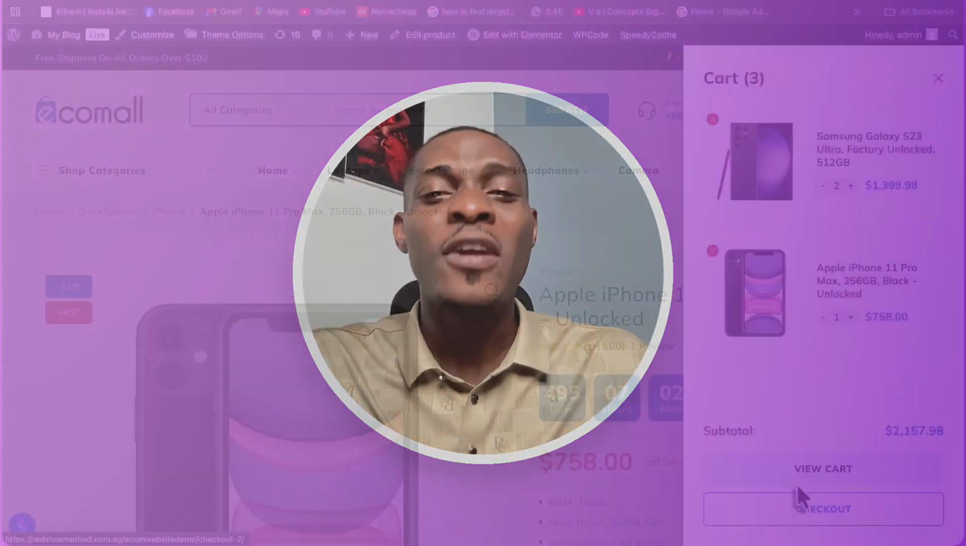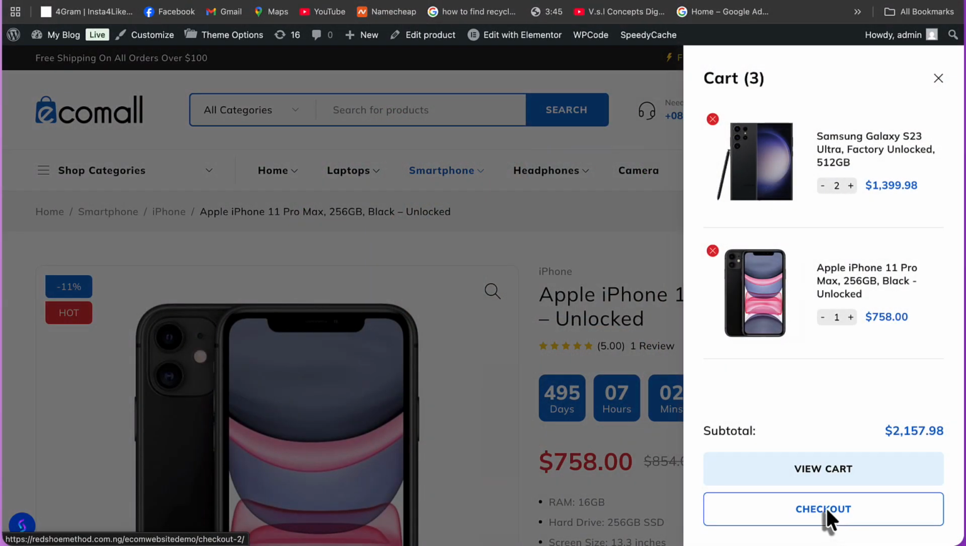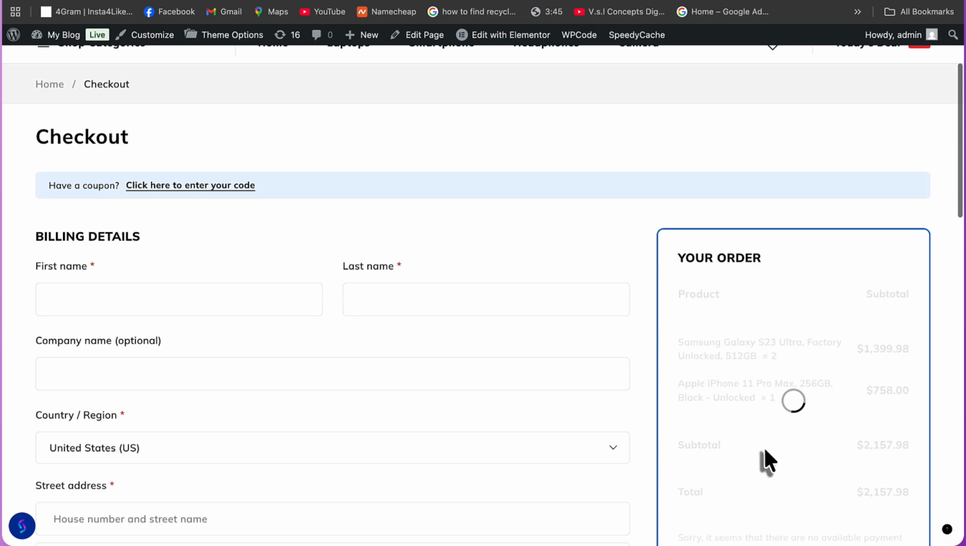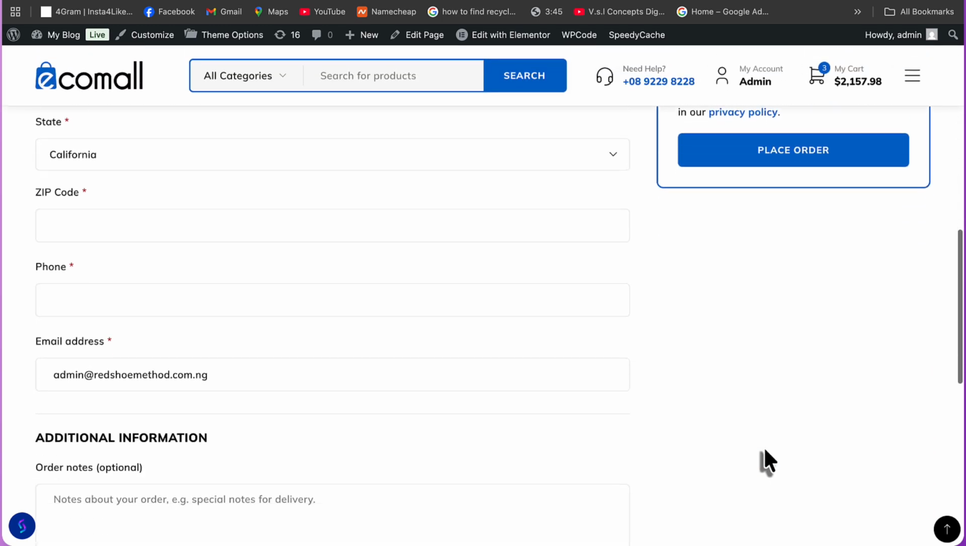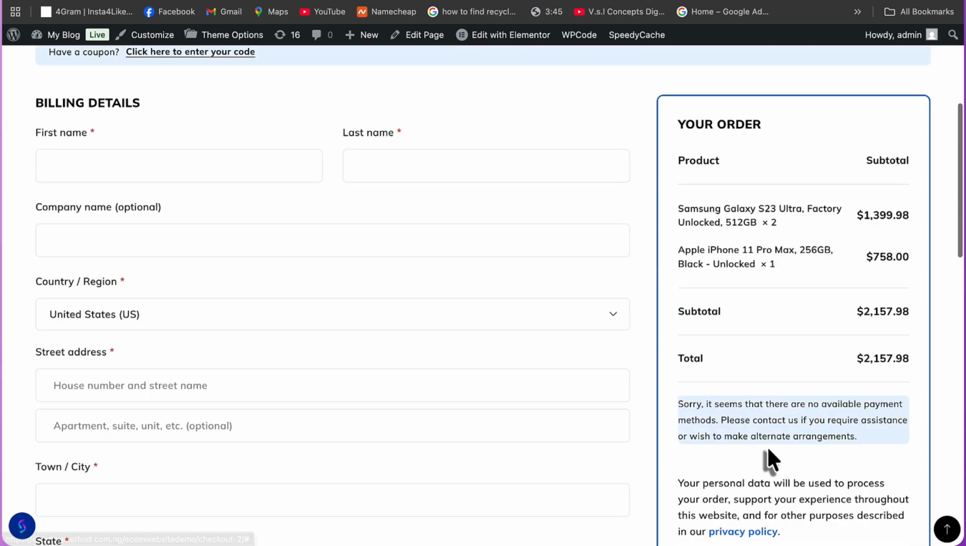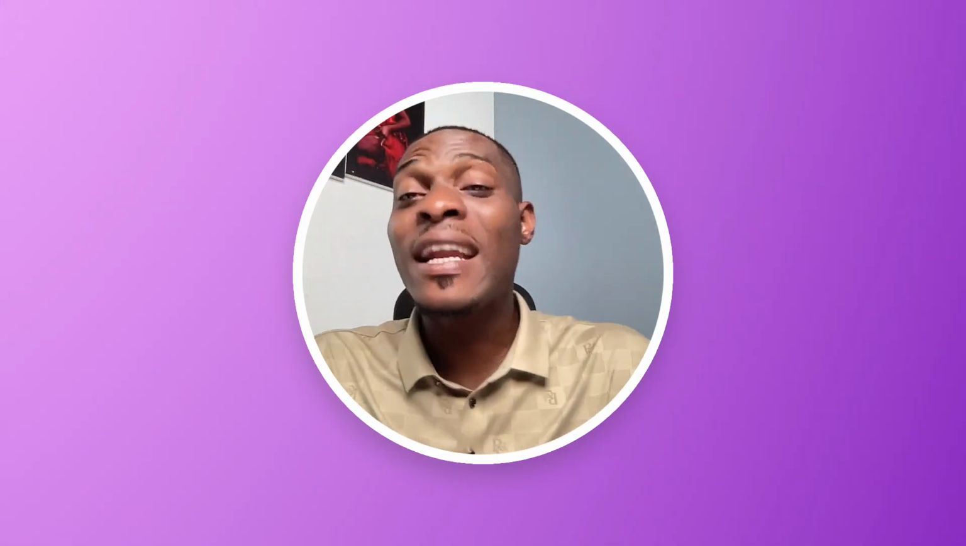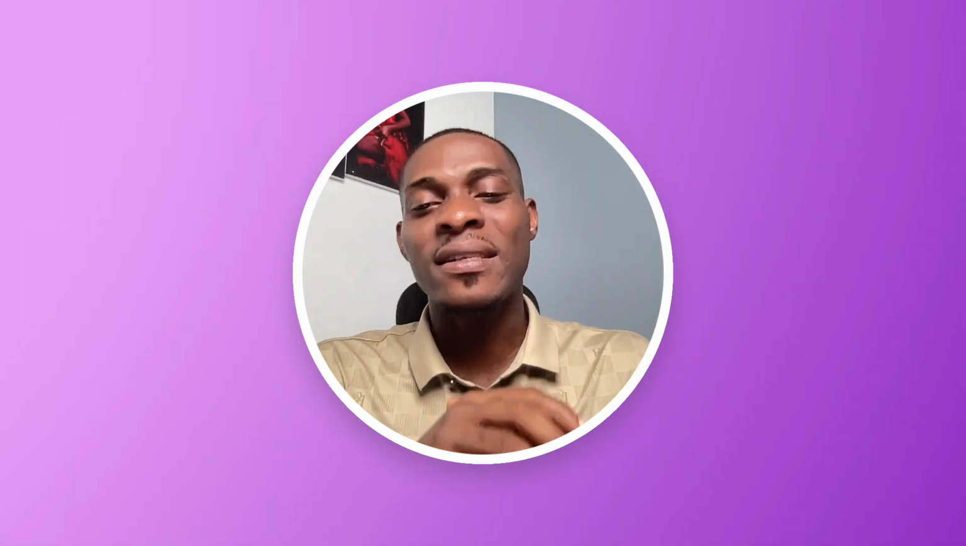Number three, you must ensure that the checkout process is very smooth. Yes, you must ensure that your payment gateways work professionally. Yes, the payment process is seamless. And finally, ensure your delivery process is clear. If you meet all of these requirements, then you are ready for sales ads.